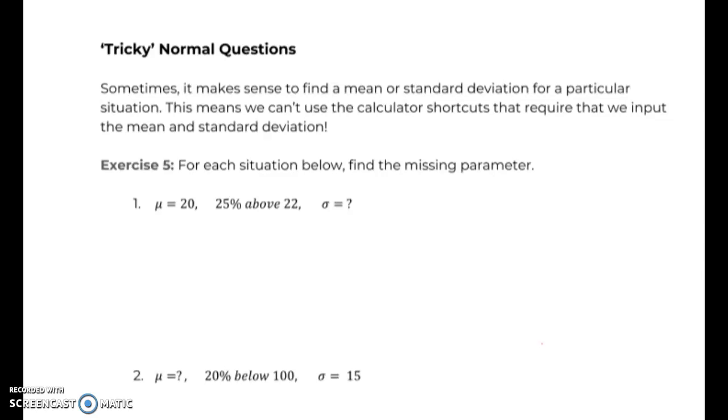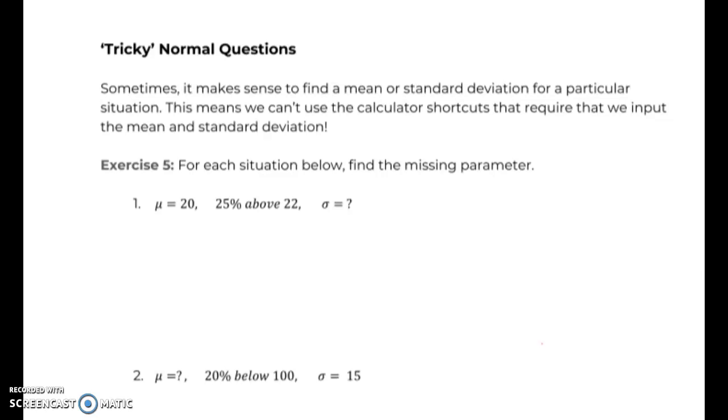The last type of question we're going to look at is a tricky normal question. We call it tricky normal because we are either not given the mean or not given the standard deviation, which means that we're actually going to have to use the z-scores in this scenario. We're going to have to use the z-score formula at the end to convert it to an x value.